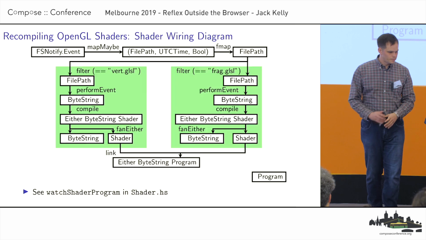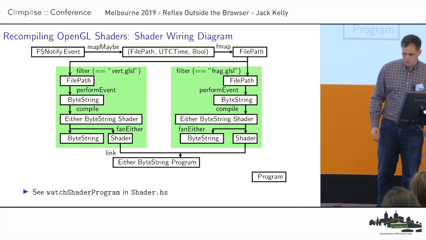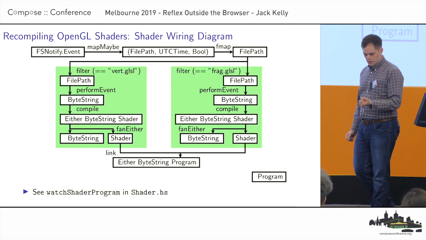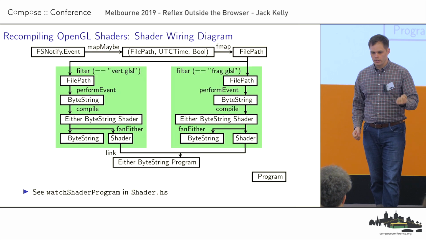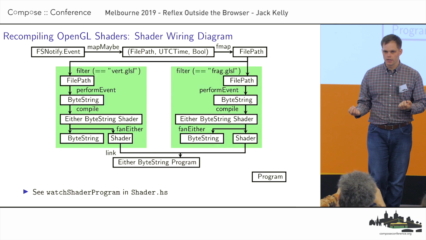To link those is pretty much more performEvents, but there's a little bit of subtlety here in that I need to make sure I have a vertex shader and a fragment shader before I try and link anything.